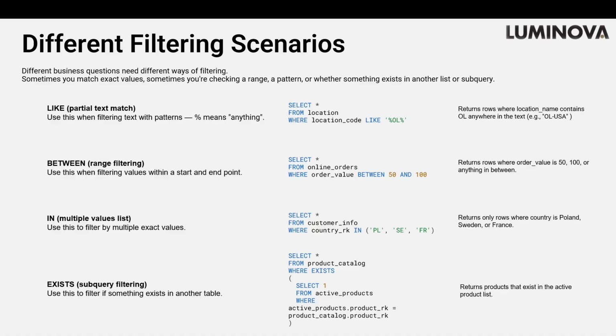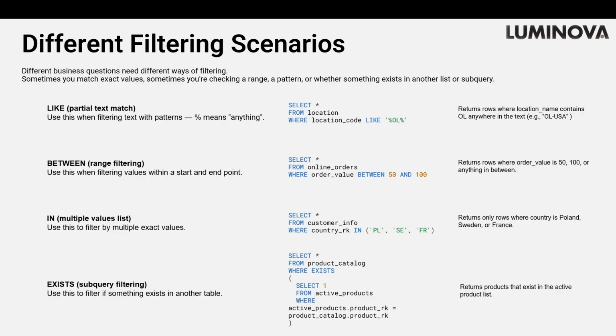LIKE is used for partial text matching. The percent symbol is a wildcard that means anything. For example, filtering location codes with %OL% will return rows where OL appears anywhere in the text. BETWEEN is used for range filtering, for example, filtering orders where the order value is between 50 and 100. This captures all rows where the value is inside that range.